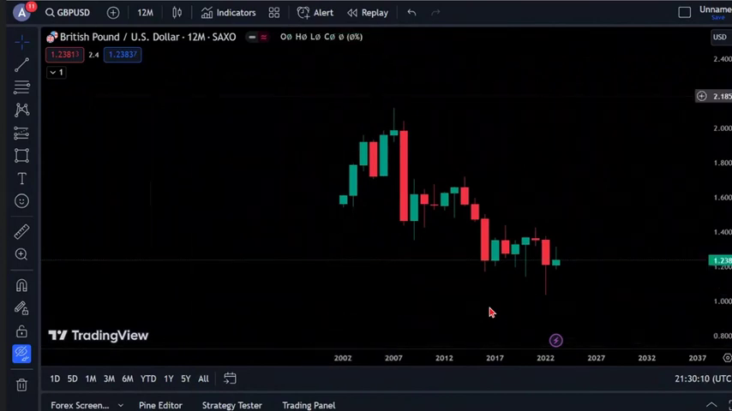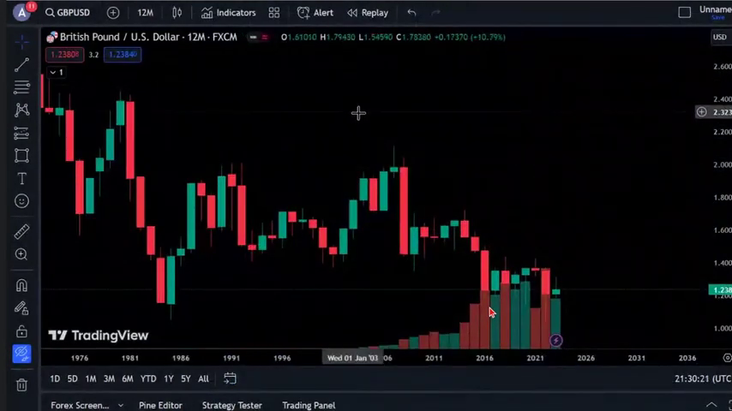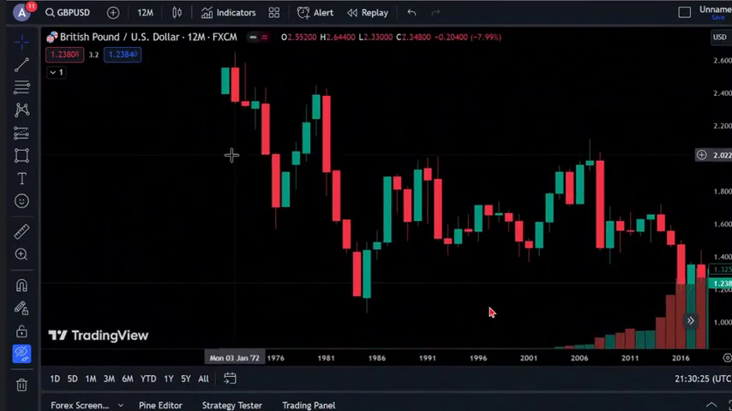So January 2002. Go to FXCM. They have a lot of data too. So January '02 at the top, FXCM. Boom. Wow. Okay, that's why I'm trying to tell you that you need to choose the broker with the most data. Okay, so this is 1971.